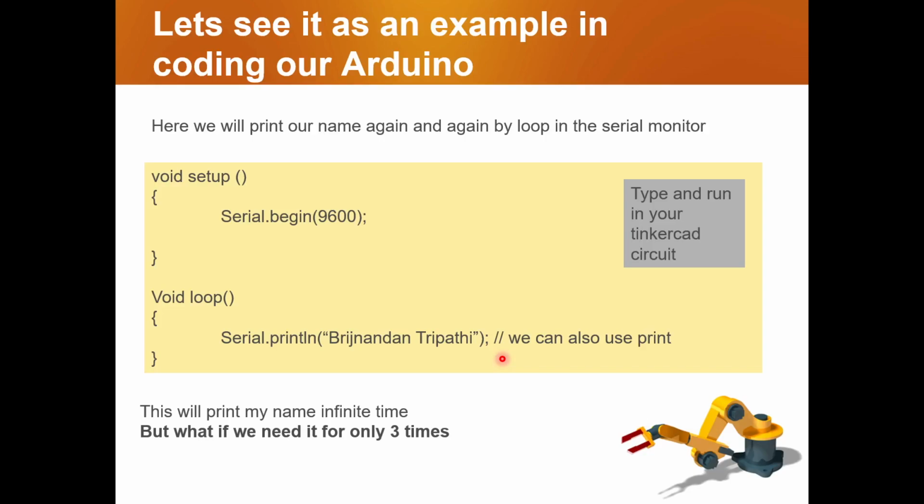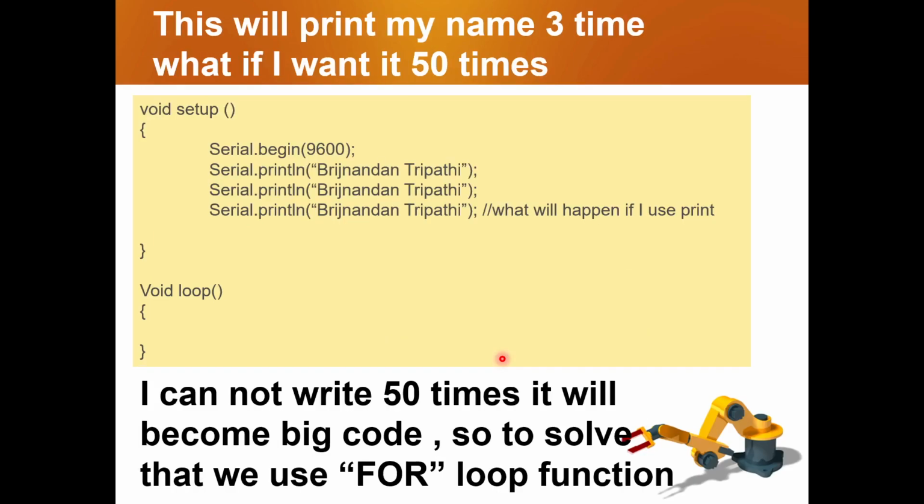But what happens if I want to print it for a limited number of times? Let's say just three times. What can I do? There are two ways. The first way is I will write the same statement Serial.println in the setup block. Why in the setup block? Because in the setup block it will read or print or do any job just one time.